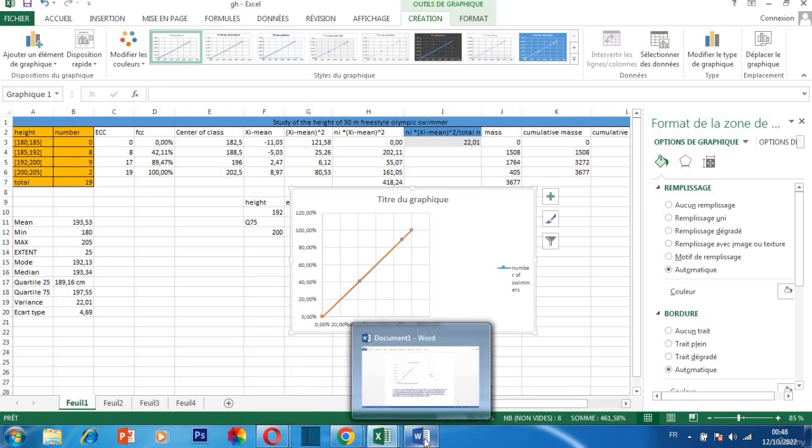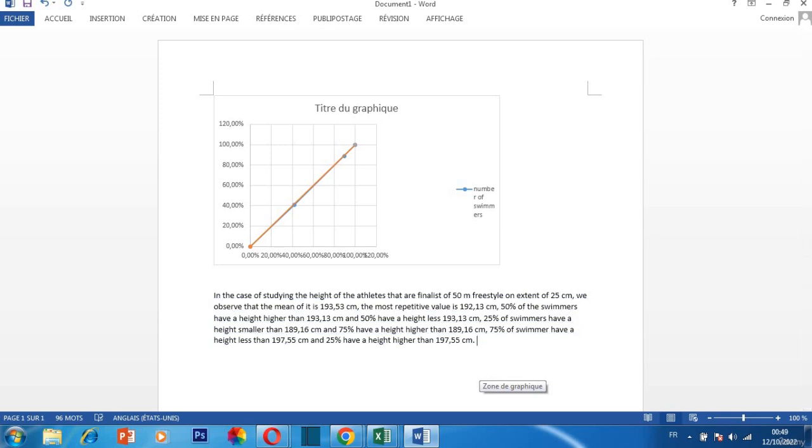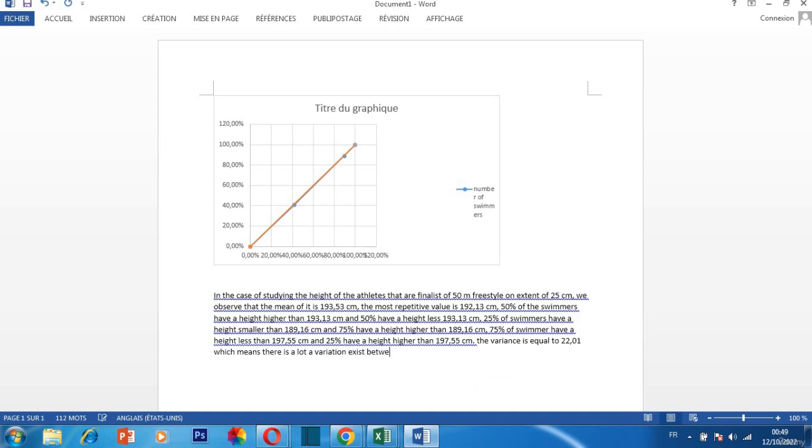Let's talk here about the variance and the interquartile. It's 22.01, which means there is a lot of variation that exists between the different classes of height.